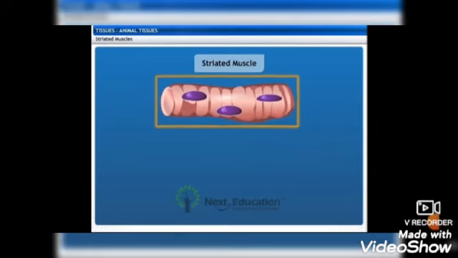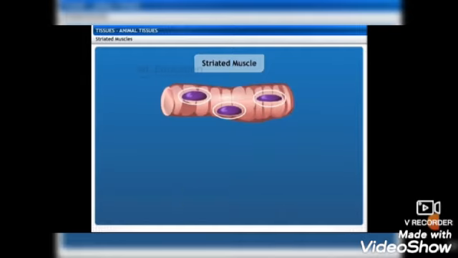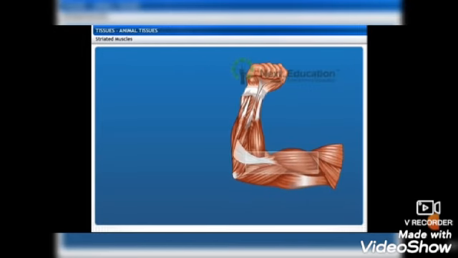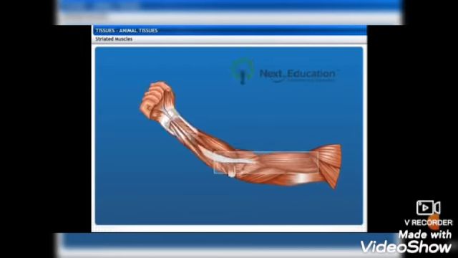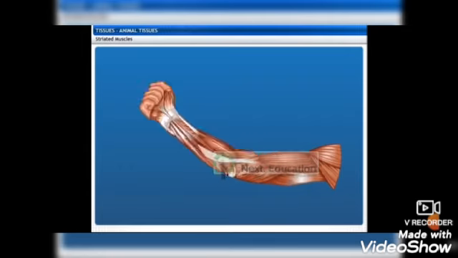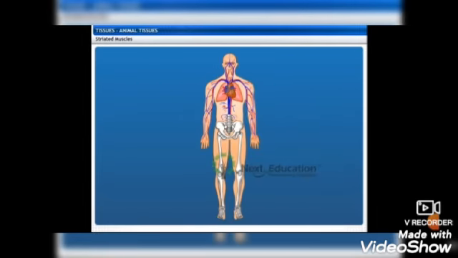Striated muscles are cylindrical, unbranched, and multinucleated. Each muscle fiber has dark bands alternating with light bands called striations. These muscles help us move our limbs and lift weights at our will. So, striated muscles are called voluntary muscles. Well, they are found in our limbs, body wall, face, and neck.